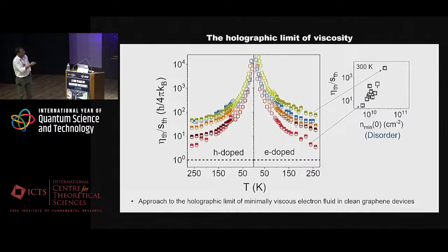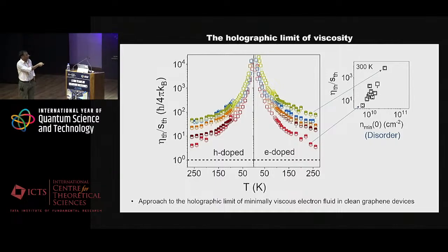And what's interesting here is that the value of the viscosity over the entropy, in units of h bar by 4 pi kB, starts approaching the value of the universal holographic limit at sufficiently large temperature. Going to higher temperature, apart from the fact that experimentally it's difficult, it actually becomes phonon dominated, so the value of the mean free path starts decreasing. So we usually avoid going to too high a temperature.